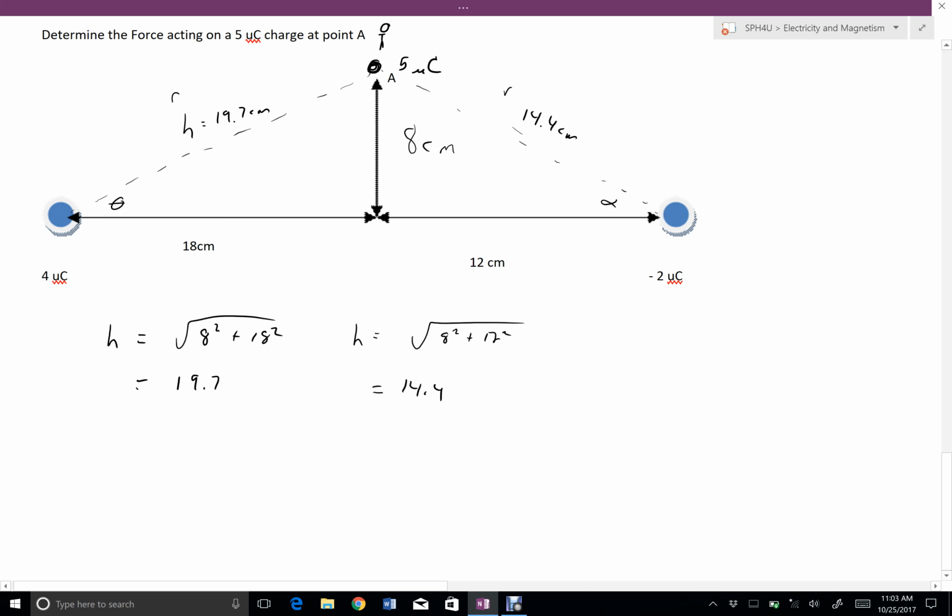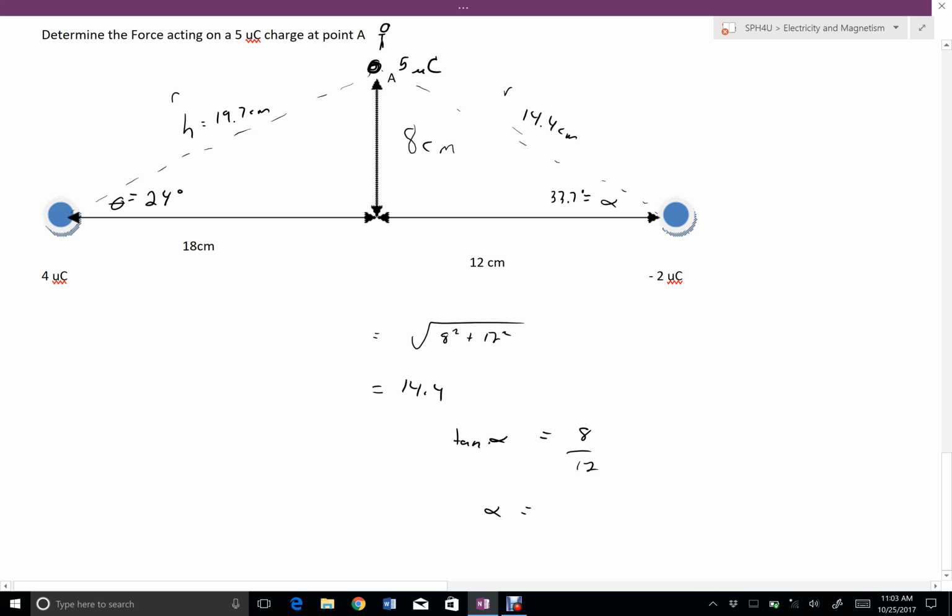And I also need those angles. So I'm going to use the tan. Tan theta is equal to 8 over 18. So theta is 23.9 degrees, or 24 degrees basically. And tan alpha is 8 over 12. So alpha is going to be 8 divided by 12, inverse tan, 33.7 degrees. Okay, so now with all of that in hand, I'm going to erase this so that I can work underneath here.